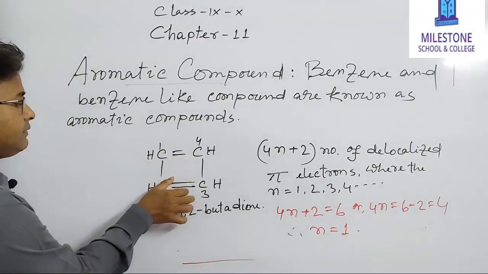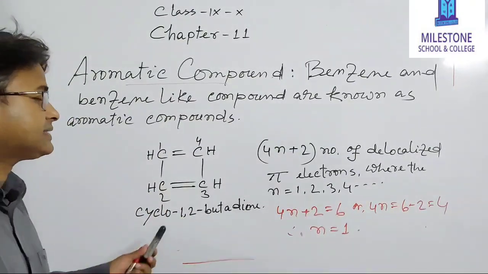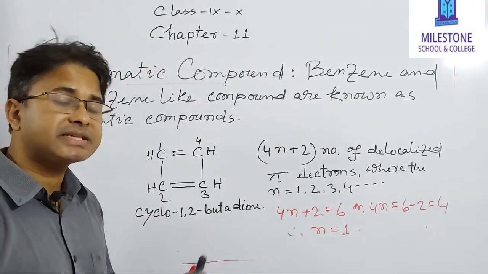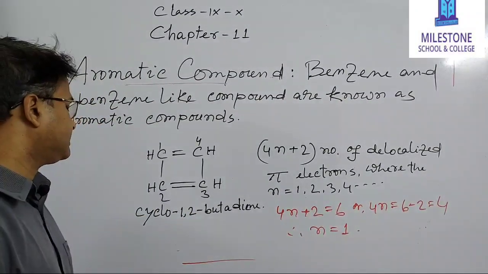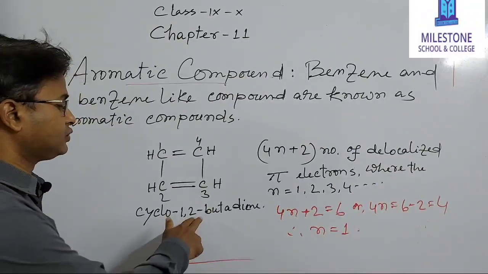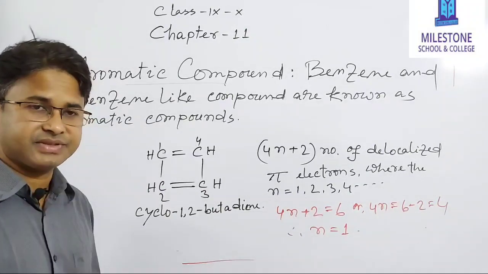and it is a closed chain. I mean, it is a cyclic compound. So why isn't cyclobutadiene an aromatic compound? You may ask me this question.